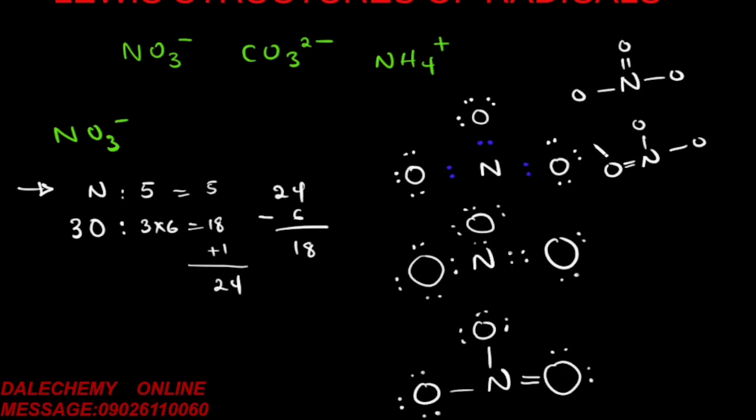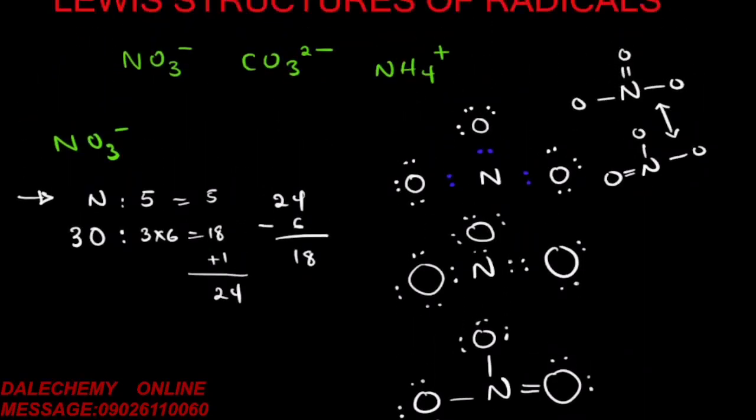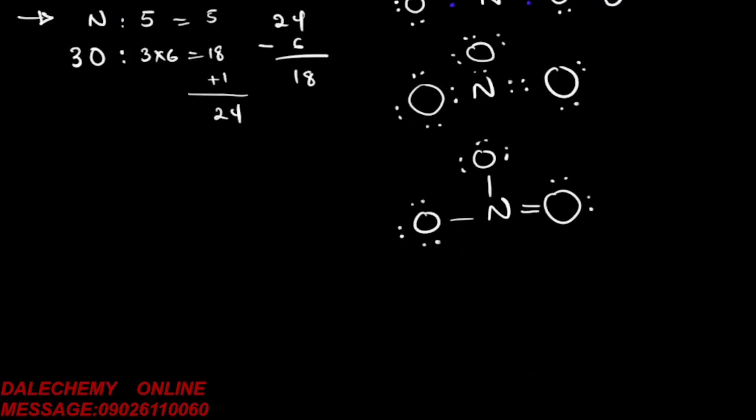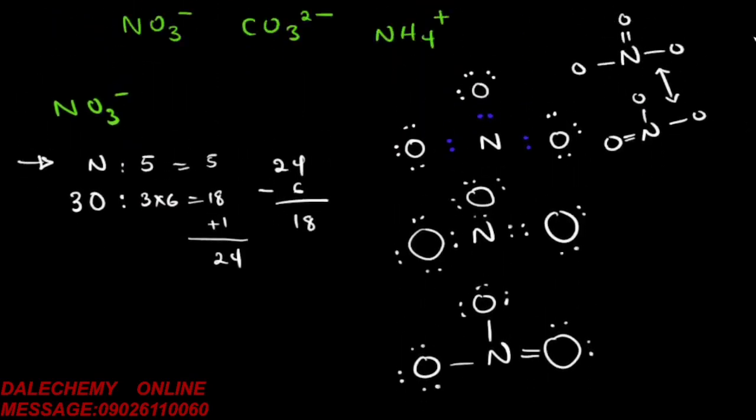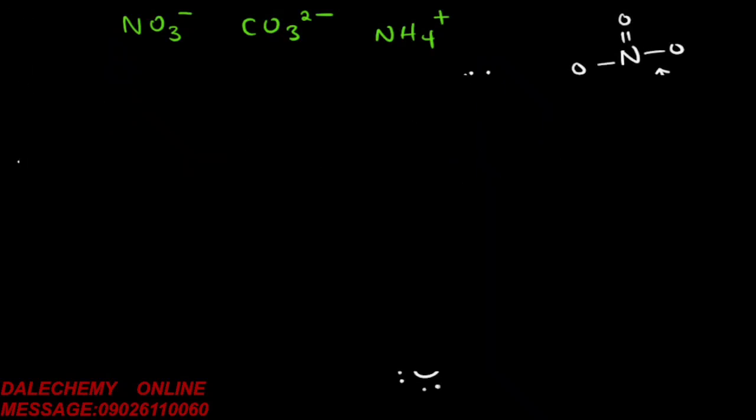That's the meaning of Lewis structure, and they are also called the resonance form. So this is one resonance form, this is another resonance form, this is another resonance form. So you have 3 resonance structures now. So let's move to the other one. The other one is CO3 minus.